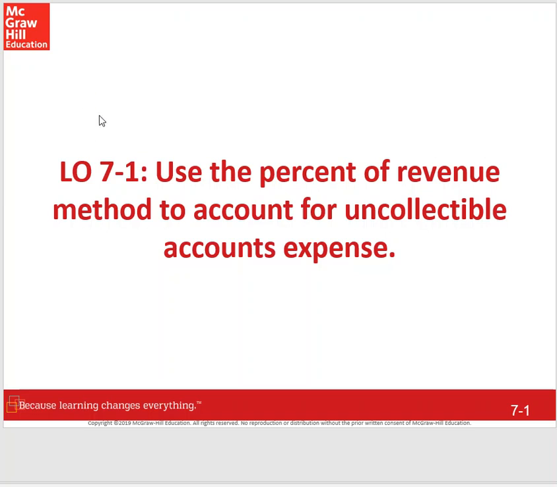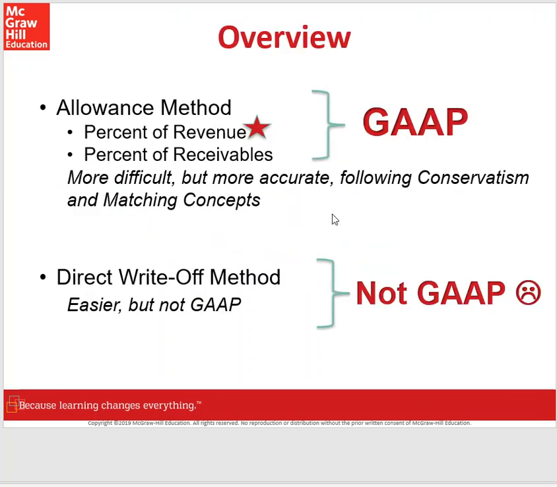So first, we're going to be learning how to use the percent of revenue method to account for what they call uncollectible accounts expense. So I want to define some of these terms a little bit better. Big picture this chapter, in terms of dealing with amounts that we don't collect from our customers, that's what they refer to as uncollectibles.